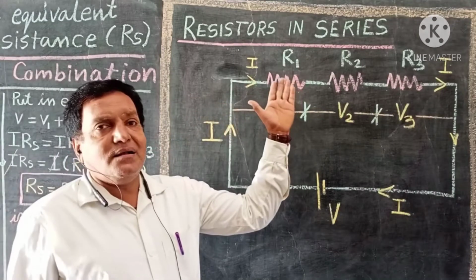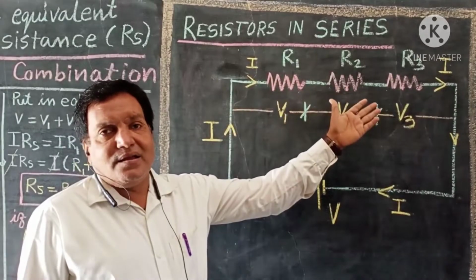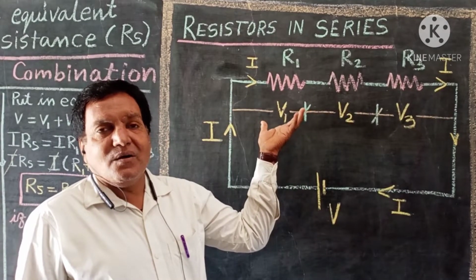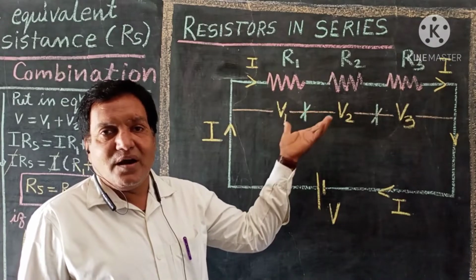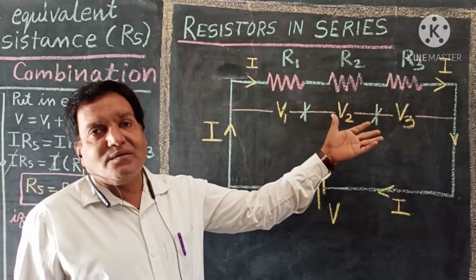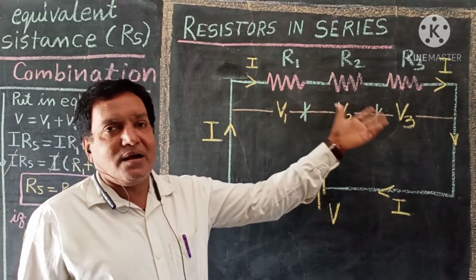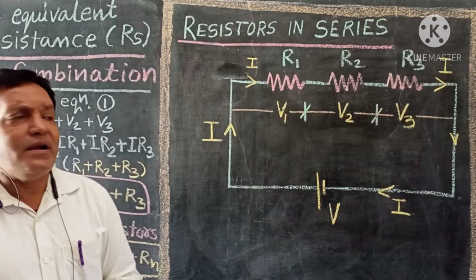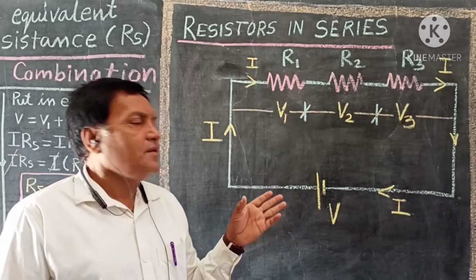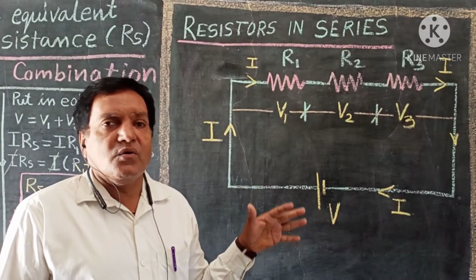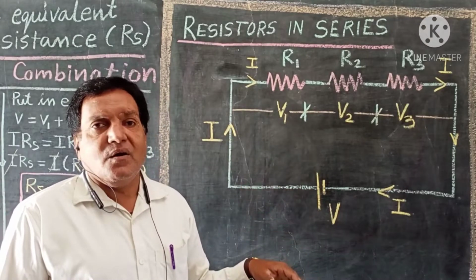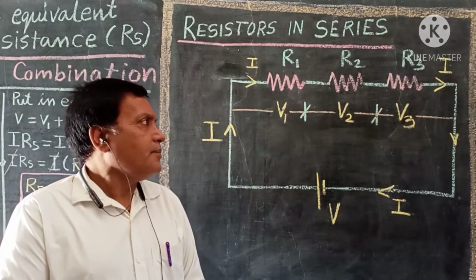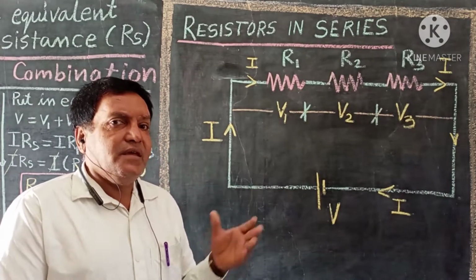Here we have assumed that three resistors R1, R2, R3 are connected in series. Let the potential difference or voltage across them be V1, V2 and V3. Let I be the current flowing through the resistors R1, R2 and R3 which are connected in series. We have to find out the equivalent resistance or effective resistance or total resistance of the series combination of, here, three resistors. So that we will see here.